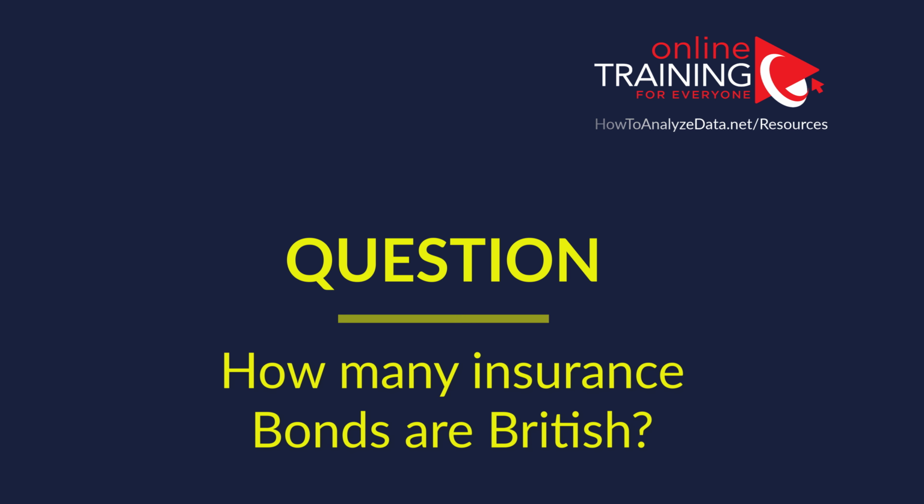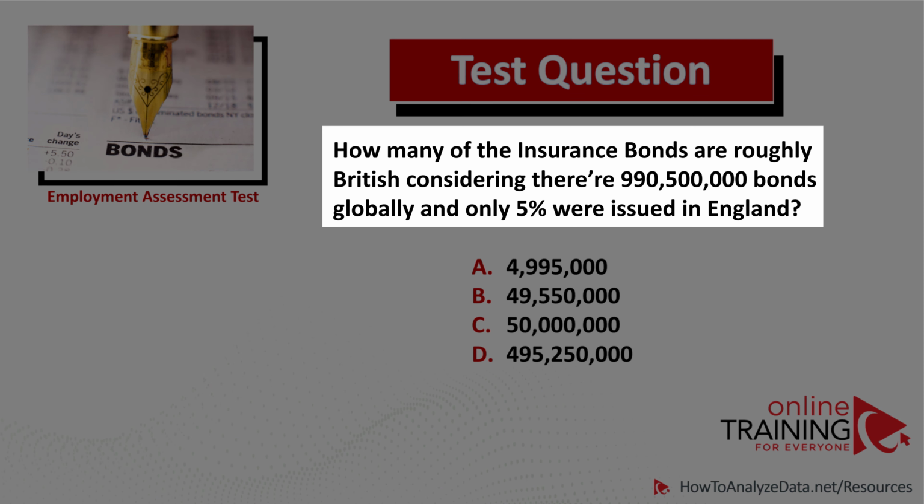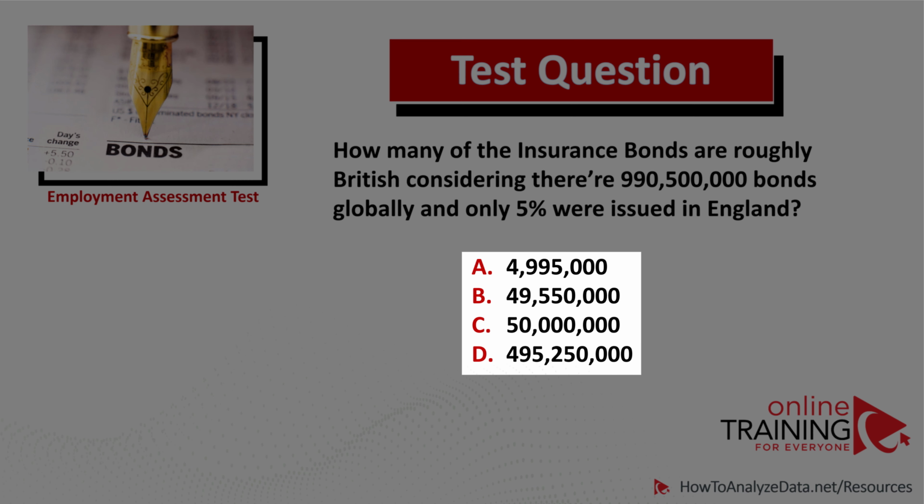A lot of times you might be tested on how well you do mental math in your head without the calculator. We're looking at this type of question. How many of insurance bonds are roughly British, considering there are 990,500,000 bonds globally and only 5% were issued in England? And we have 4 choices.